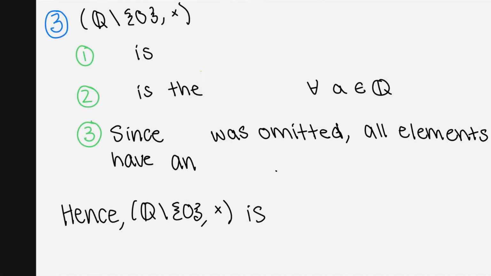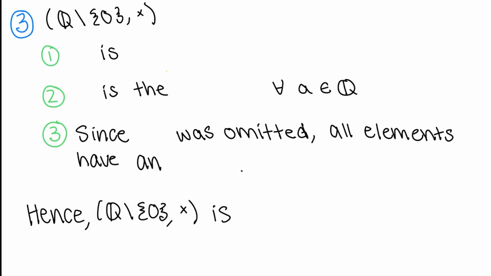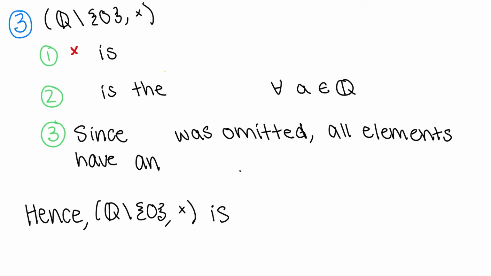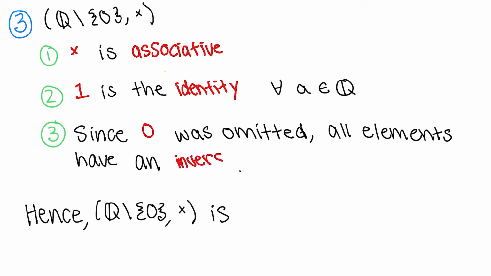The final example, very similar to the prior, with the exception that we're excluding 0, is the last one we're going to look at, and you can probably deduce that this helps us clear all three criteria. 1, we know multiplication is still associative. 1 is the identity for multiplication and is still contained within the set. And now that we've removed 0 from the set, all of the elements in the set have an inverse, making the set under the binary operator a group.